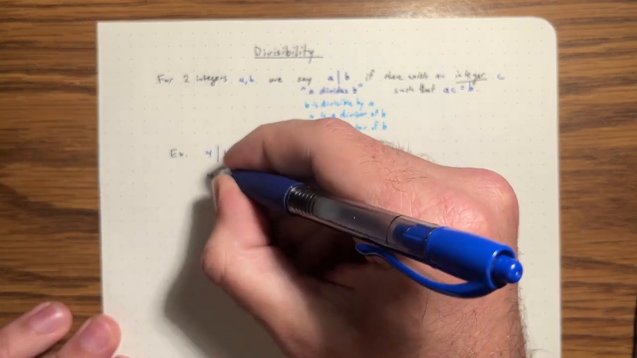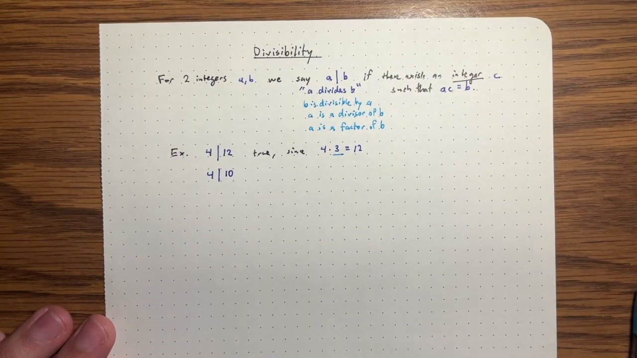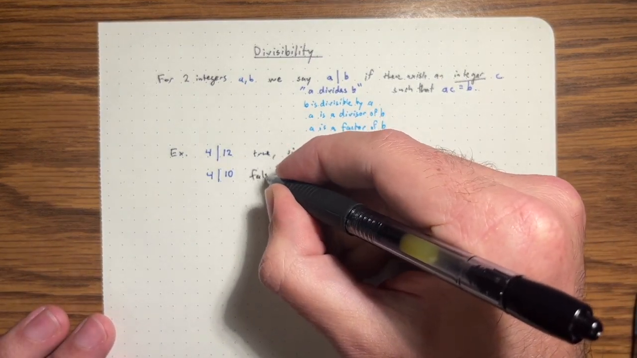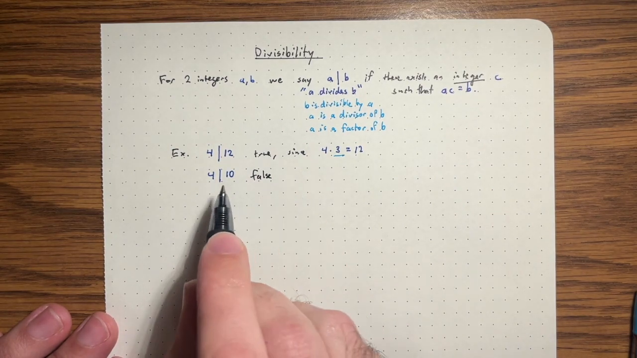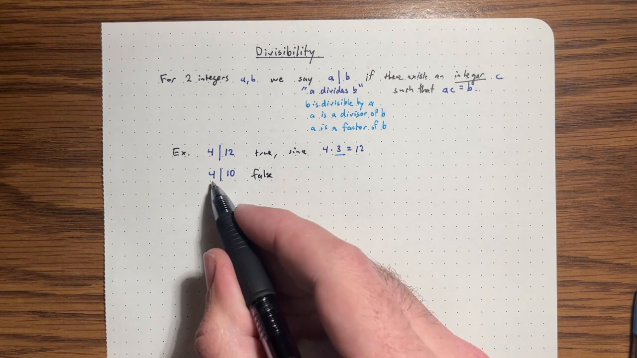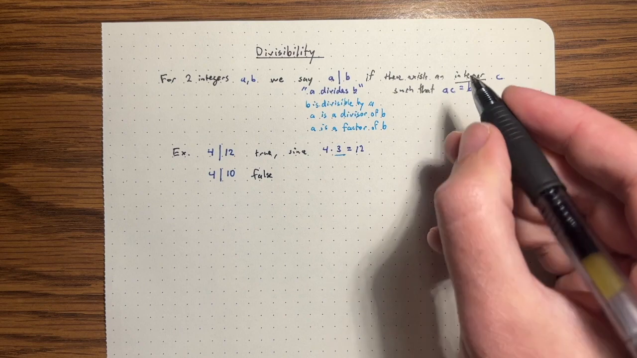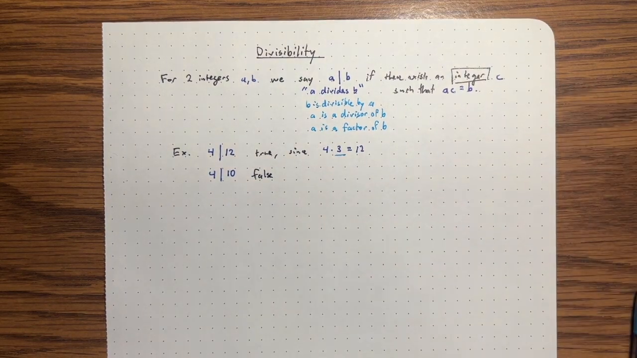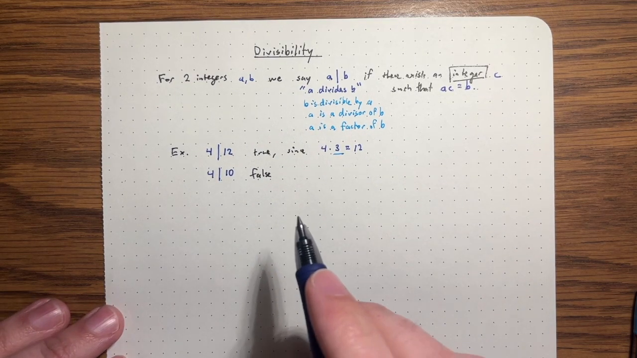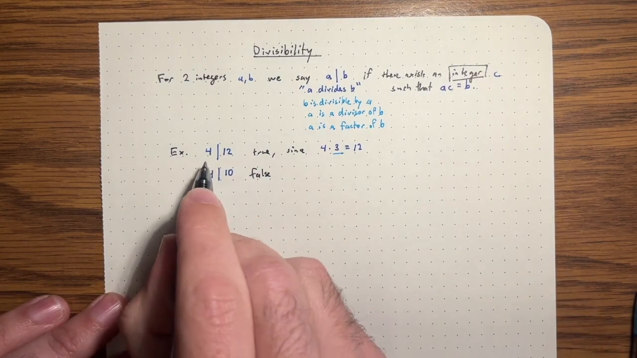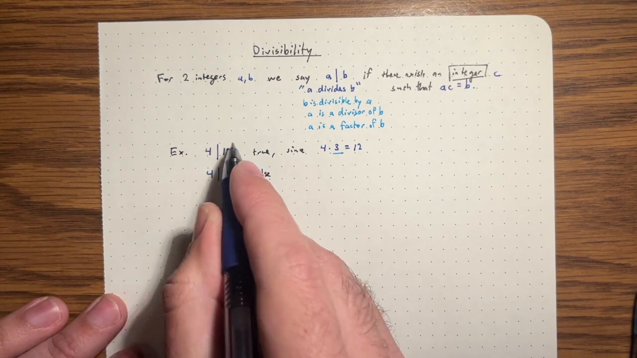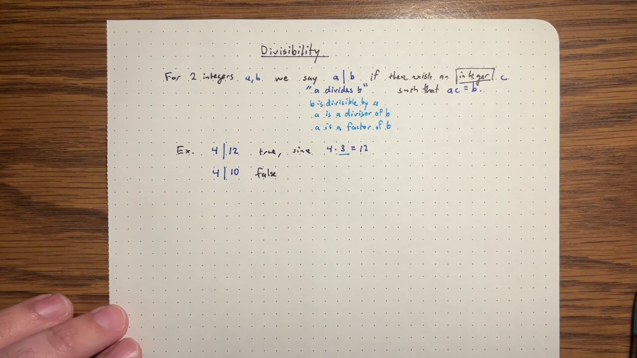What about 4 divides 10? Is that true? So intuitively, probably you're saying no. Yeah, this is false because there's no integer that you can multiply 4 by to get 10. You could say, well, what about 2.5? Well, it's not an integer. So that's why I'm really emphasizing integer here. It has to evenly divide. Okay, so that's false. Notice when I write something like 4 divides 12, I'm not going to write an equal sign after that or anything else. This is already a statement on its own. It's either true or false.